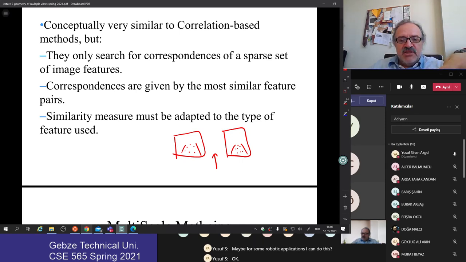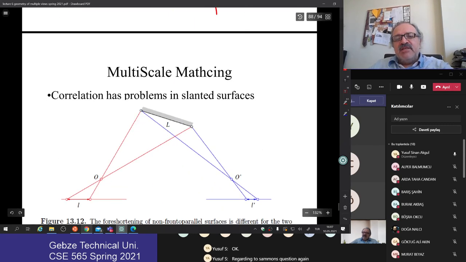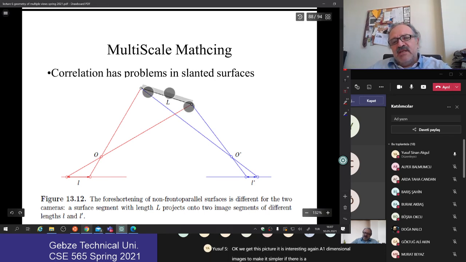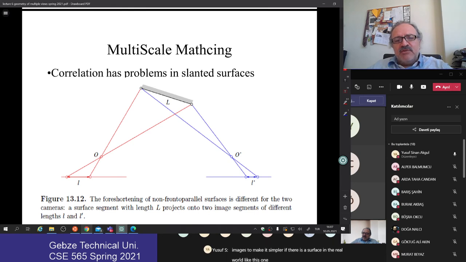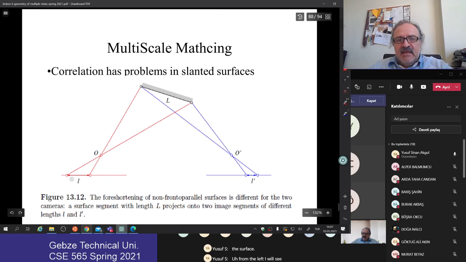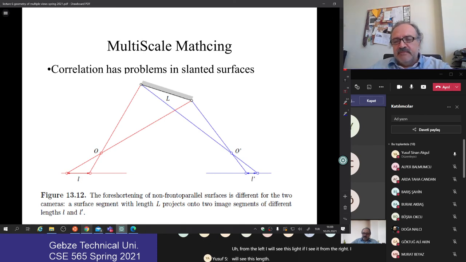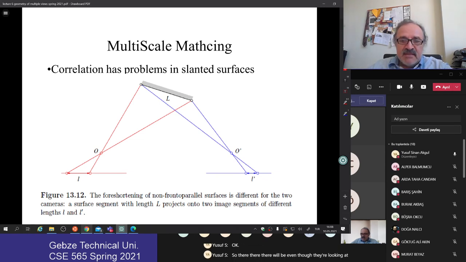Regarding Selman's question again, multi-scale matching is done many ways. One of the ways is this. Look at this picture, it is interesting. Again, one-dimensional images to make it simpler. If there is a surface in the real world like this one, if I look at this surface from the left, I will see this length. If I see it from the right, I will see this length. So even though they are looking at the same object from the same distance, they see very different lengths of the object.